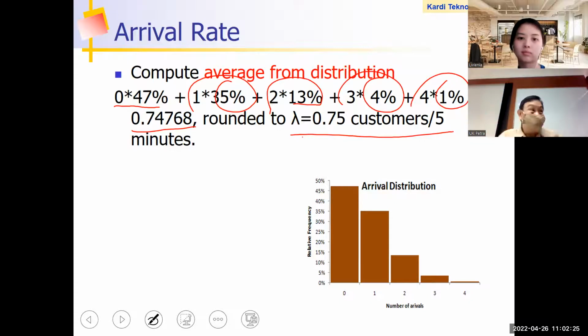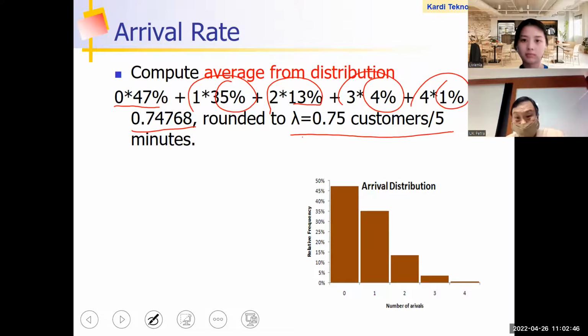Why 5 minutes? Because that is your survey form. Say you don't like 5 minutes, you measure every 10 minutes, that's fine. Then you get how many customers per 10 minutes. Clear or not, how to make the arrival rate and distribution and so on?